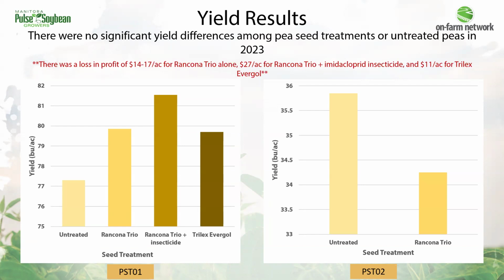So for Rancona Trio, it was a loss of $14 to $17 an acre. For Rancona Trio plus insecticide, there was a loss of about $27 an acre. And for Trilix Evergol, there was a loss of profit of around $11 an acre.